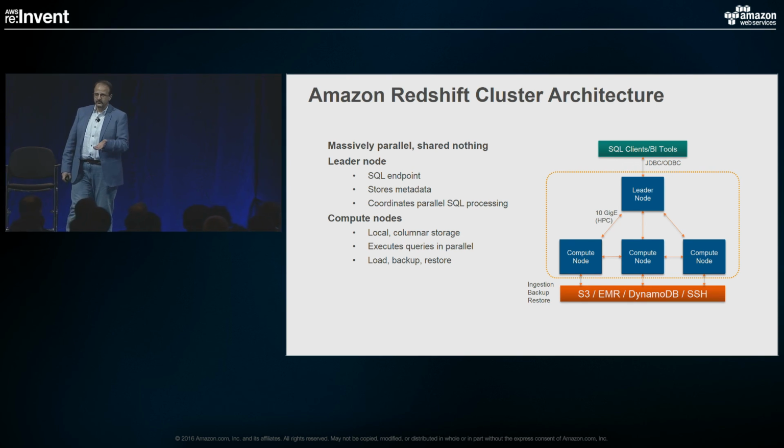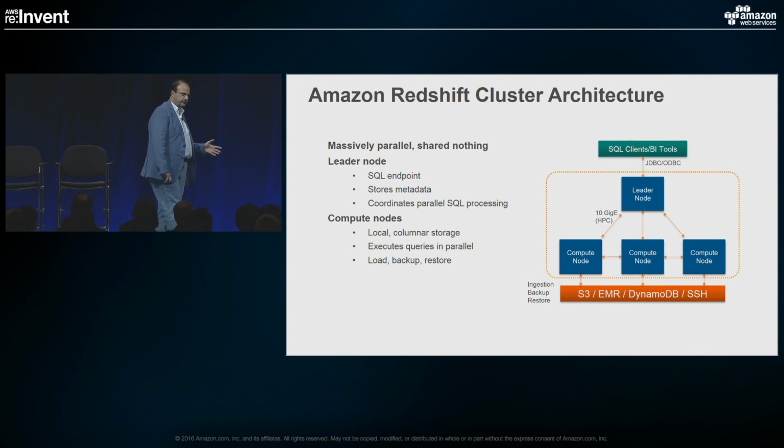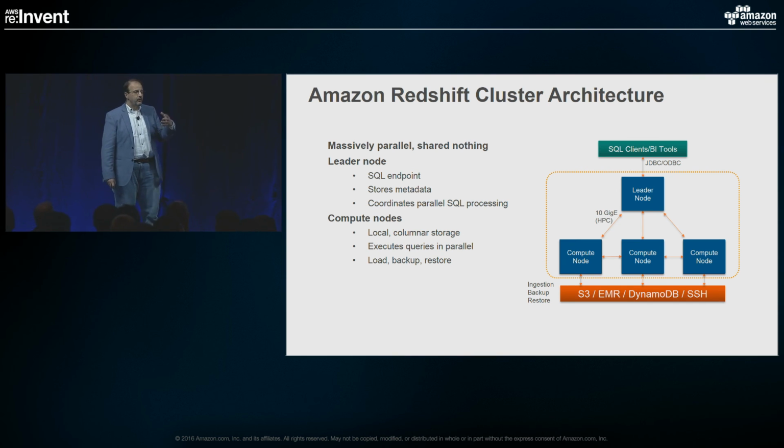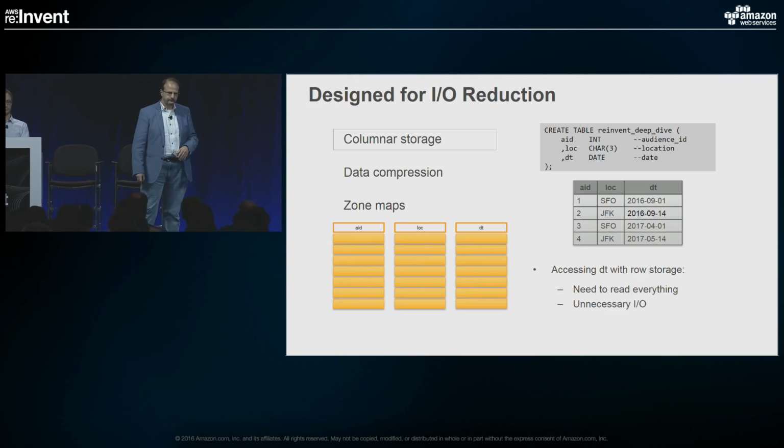And the compute nodes underneath is where the data resides, and data gets processed massively in parallel, and the data goes in and out in parallel through the compute nodes, either from S3 or EMR, DynamoDB, or any SSH server you can put your hands on. On the leader side, it's where you put your SQL endpoint, and all the metadata is stored there, and all the coordination of how the queries run happens on the leader node.